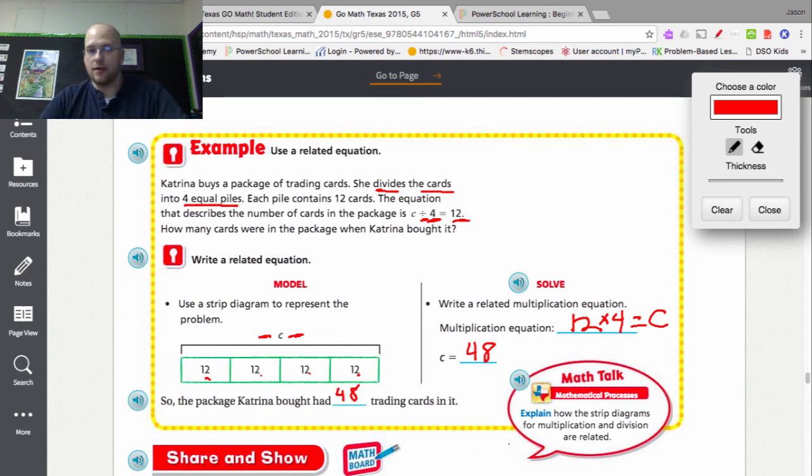Okay? It's not calculus. This is simple algebra, and it's really just the addition, subtraction, multiplication, and division that you already know how to do. We're just writing it a little bit backwards, okay?